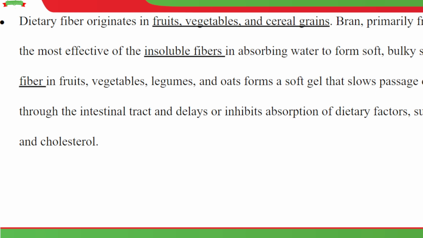So dietary fiber originates from fruits, vegetables, and cereal grains, and bran, primarily from wheat, is the most effective of all the insoluble fiber. Right here we are already mentioning the types of fiber, which are insoluble and soluble fiber. Examples of insoluble fiber are maize bran, wheat bran, and everything. All those are insoluble fiber. They are very effective in absorbing water to form soft, bulky stool. They increase the bulk of your stool.